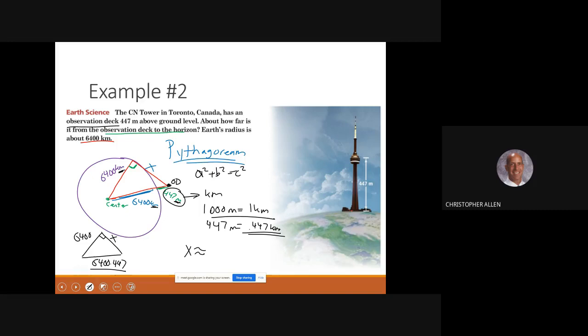Maybe I'll show a little bit of work over here to help you guys out. So a squared plus b squared equals c squared. So you're going to have x squared plus 6,400 squared equals 6,400.447 squared, right? This is the hypotenuse, right? That's the hypotenuse. We've done problems like this, right? This is chapter 8, what our test is on tomorrow. And I'm not asking you to do that in your head, just use your calculator. So what does X equal?